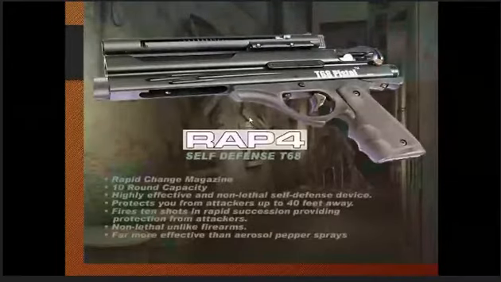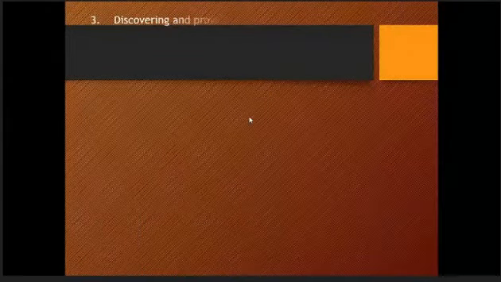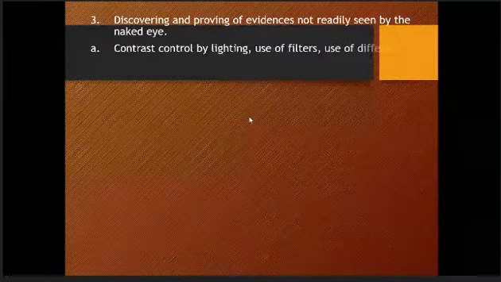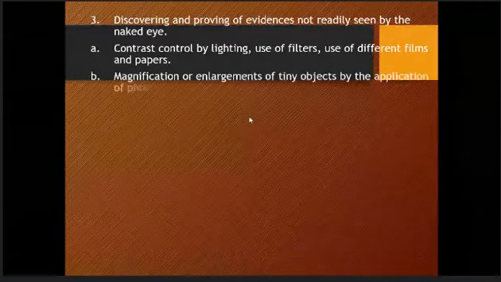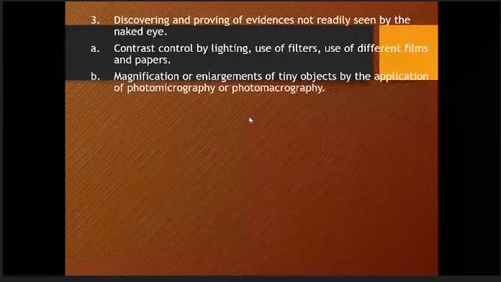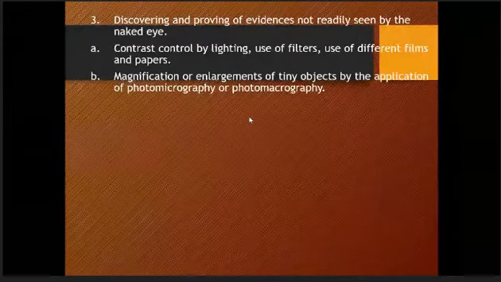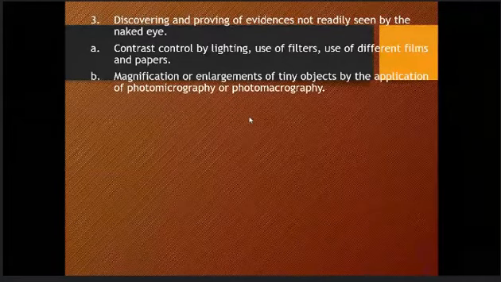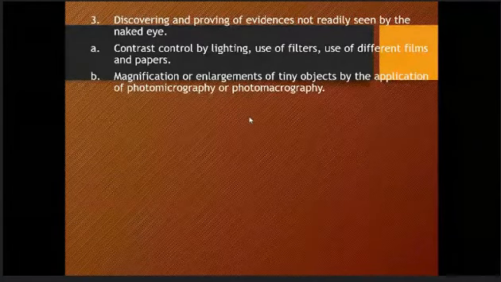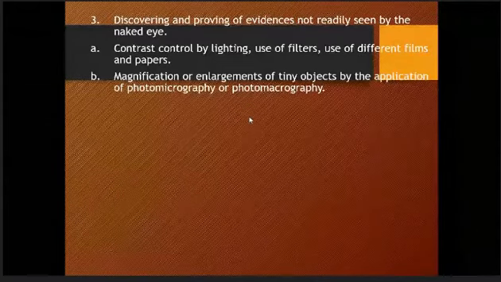in homicide cases with the use of firearm, and discovery and probing of evidences not readily seen by the naked eye, with the use of contrast control by lighting, with the use of magnification or enlargement of tiny objects, with the use of photomicro and photomacro. In photomicro, the small objects are enlarged. The large objects reduced, that is photomacro.